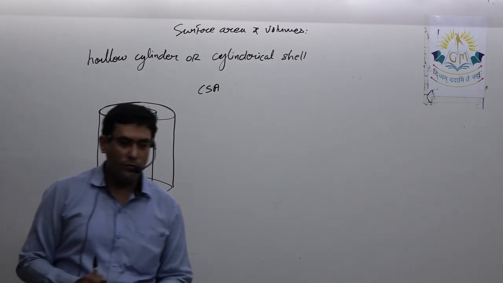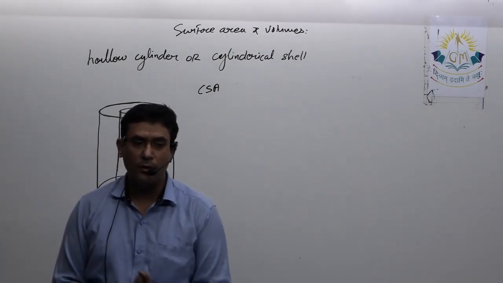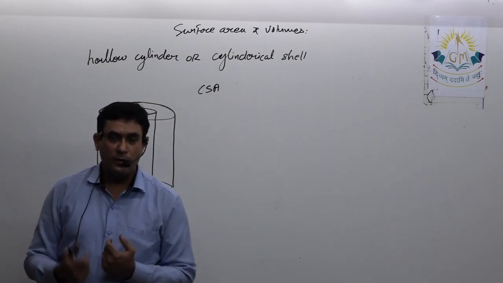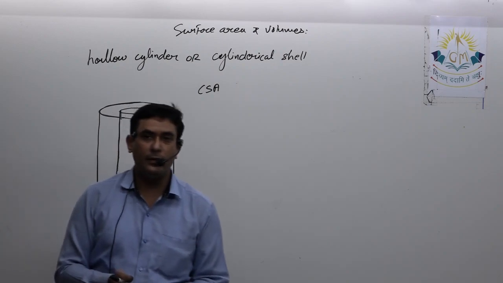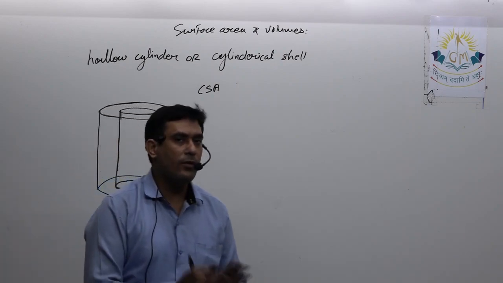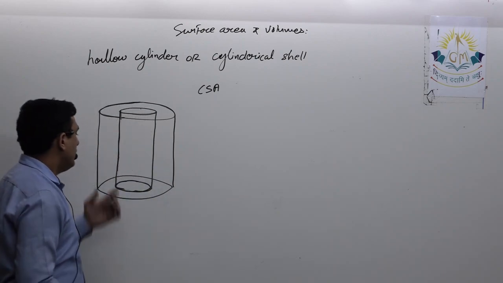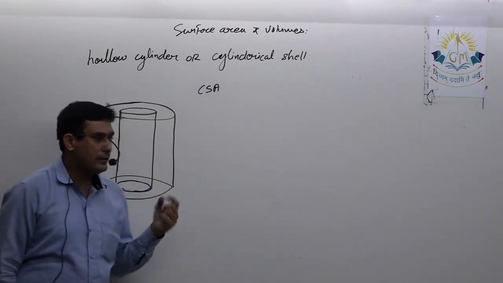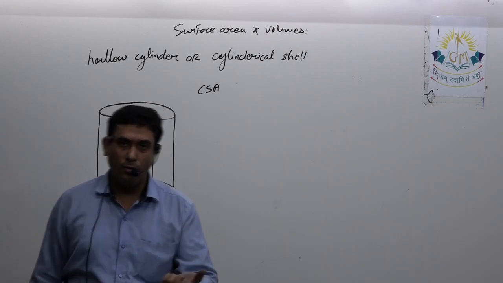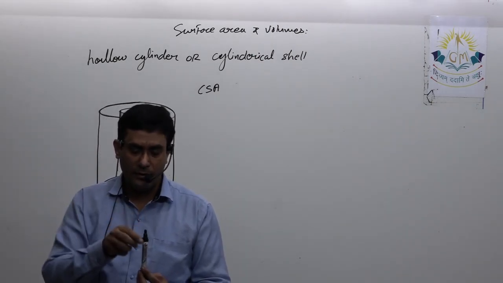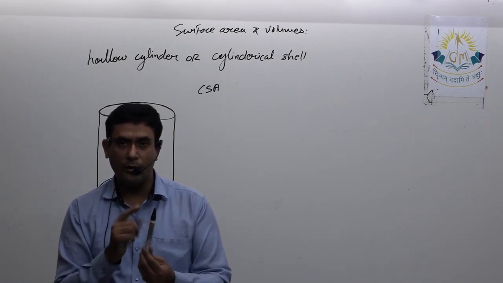Whenever you have to find the curved surface area or the total surface area, always think about on which surfaces of the given solid it is possible to paint or to color. Now, when we have a hollow cylinder, imagine a pipe which is hollow. It is possible to paint its inner side as well as its outer side.